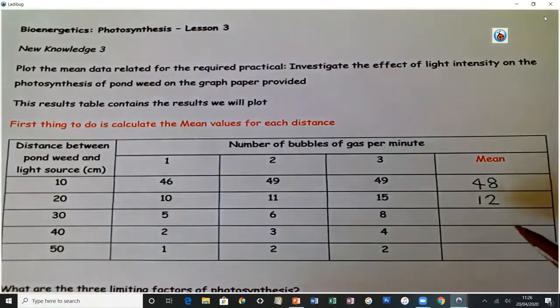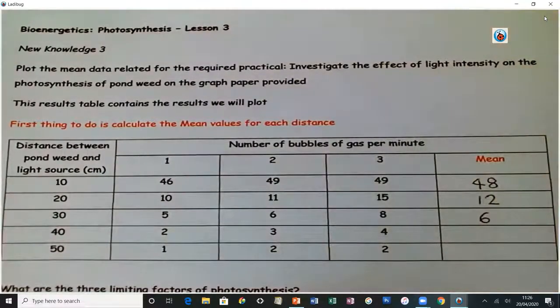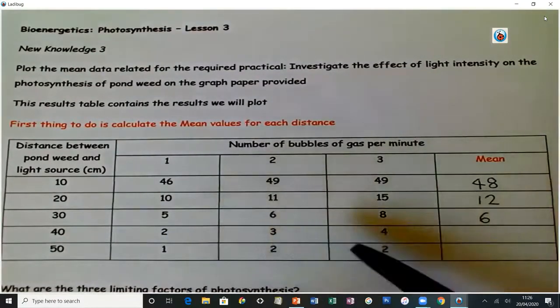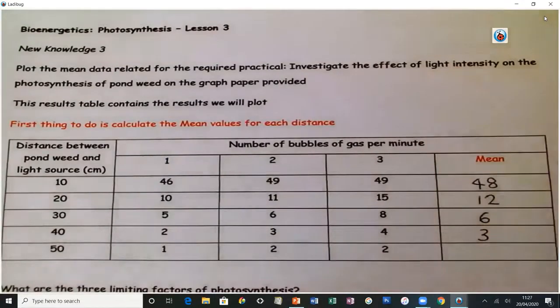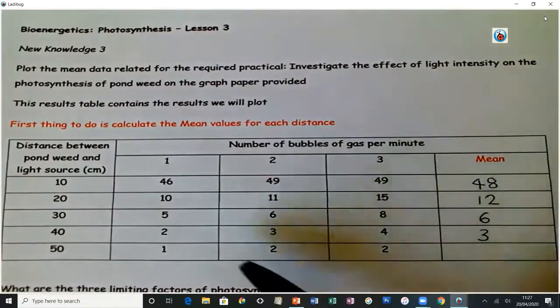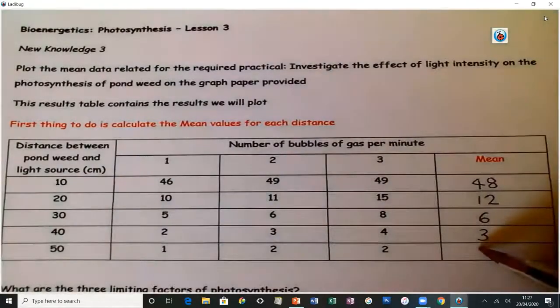But we can't have a greater resolution than the data we've collected. So we've got to round that number. So 6.3 recurring becomes 6. We've then got 2 plus 3 plus 4 is 9. Divided by 3 is 3. And then finally, we've got 5 divided by 3 is 1.67. Again, we can't have a greater resolution than our data, so I'll round that up to 2.